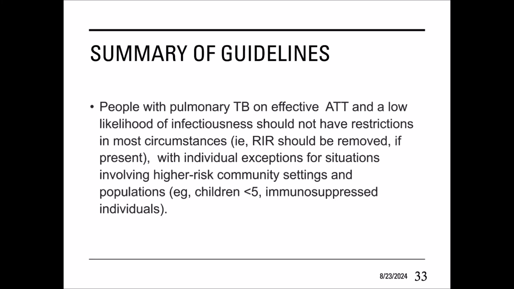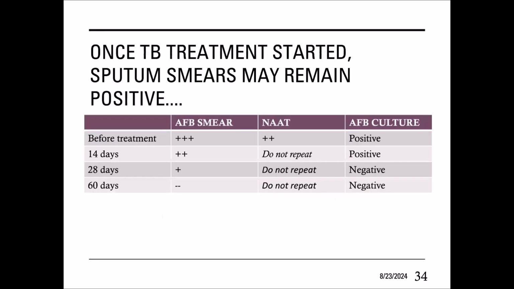Now, there are exceptions for a person who would live in a high-risk community setting, like a homeless shelter or a nursing home, or if there were children or immune suppressed individuals in the house, then you may keep those people under isolation a little bit longer. Maybe instead of 5 days, you might have them in isolation for 15 or 20 days, just to be sure. So there are some special circumstances, but for most of our patients, these situations would not apply.